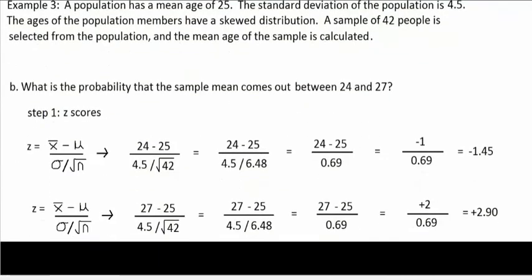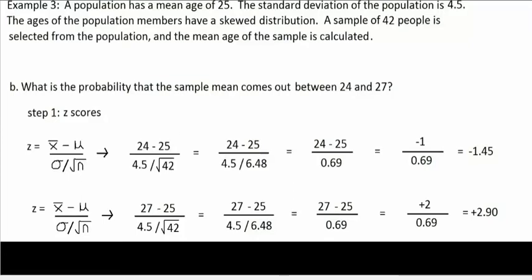Now we want to know the probability that the sample mean comes out between 24 and 27. So just like in the other type of between problem we did earlier this semester, we're going to get both z-scores. We're going to turn 24 into a z-score and 27 into a z-score. The only difference is we're using our new z-score formula with the sample size.